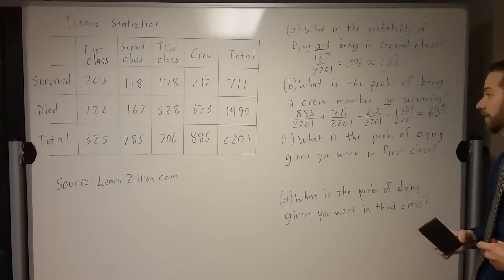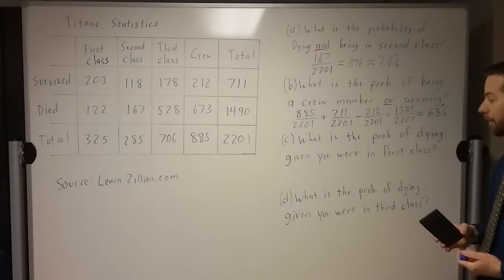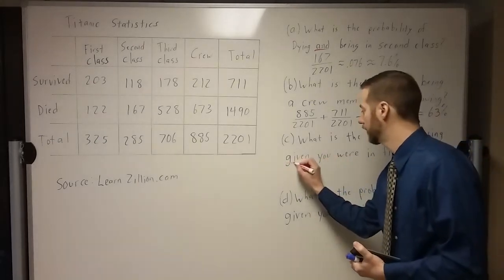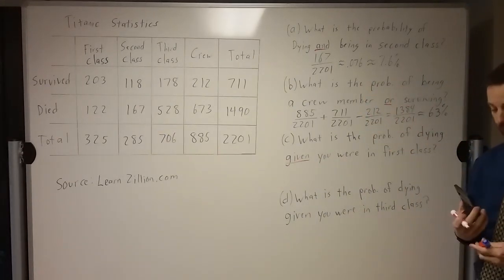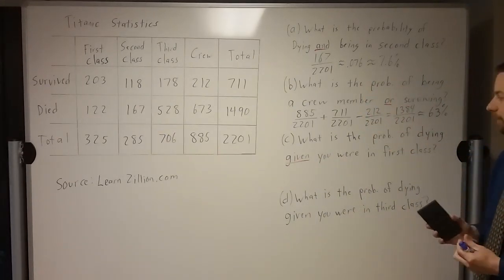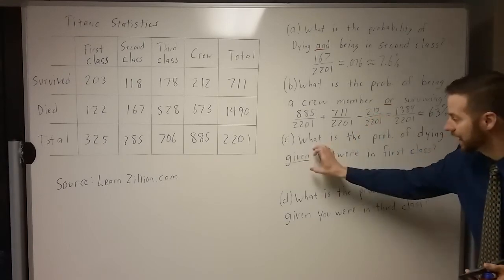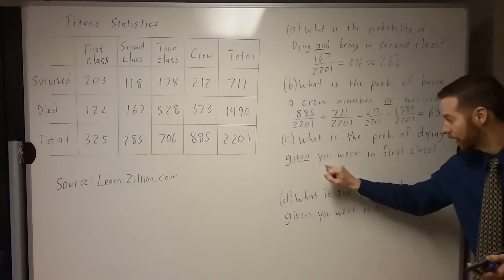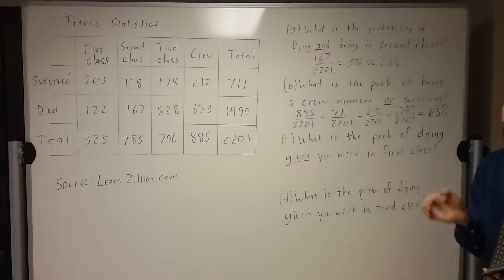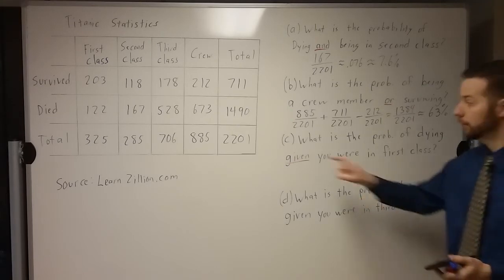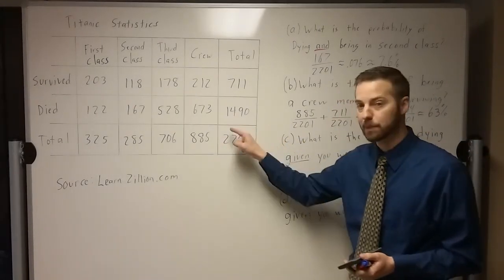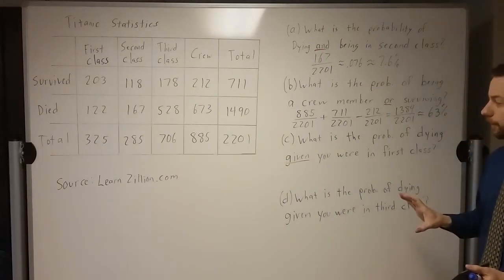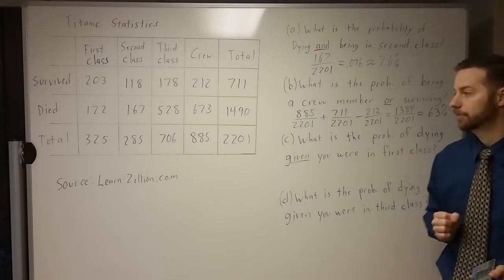Now here's where we get into the new stuff we're learning today. Do you notice there's no "or"s or "and"s in this, but there is this word: given. Given means we're doing what we were talking about today. So what's the probability of dying given that you were in first class? Remember, given changes the total number of possible outcomes, because instead of looking at all 2,201 people, it's given that you were in first class, which means we're only looking at first class passengers.